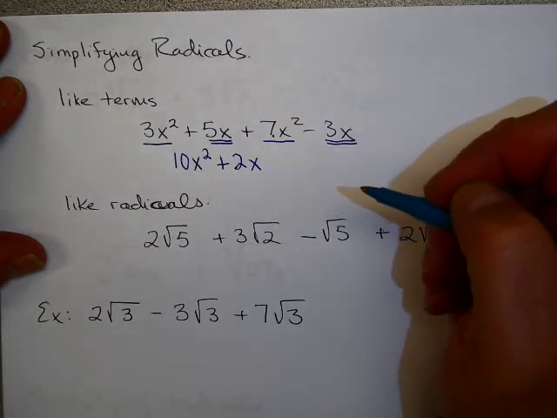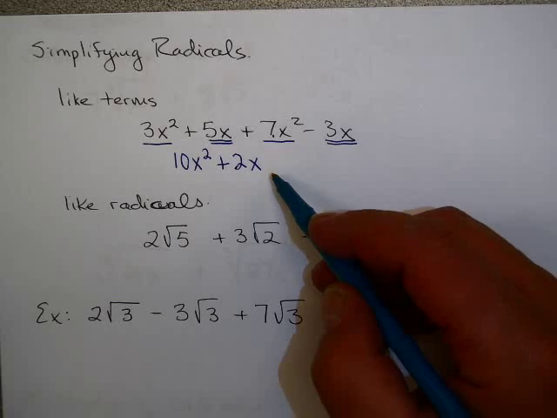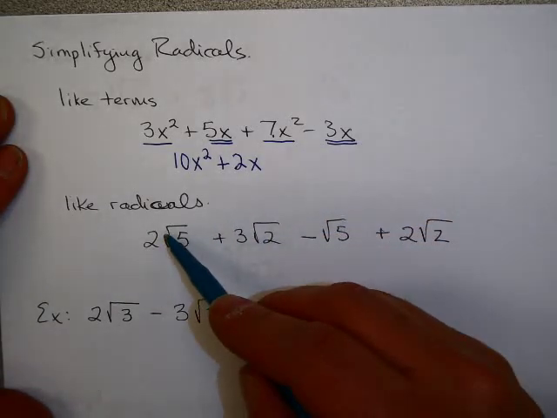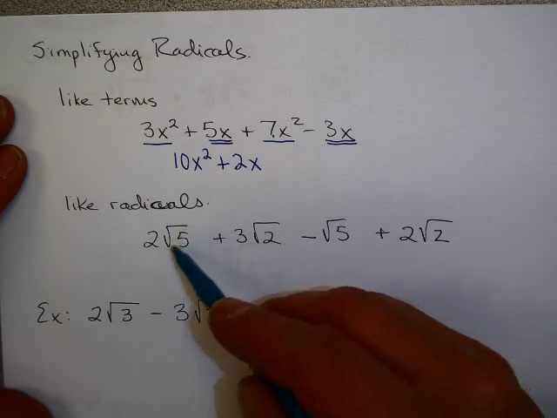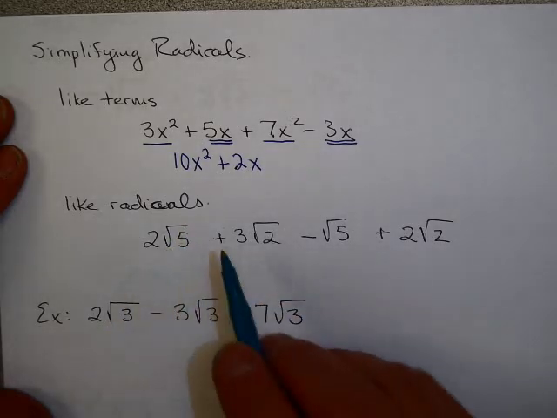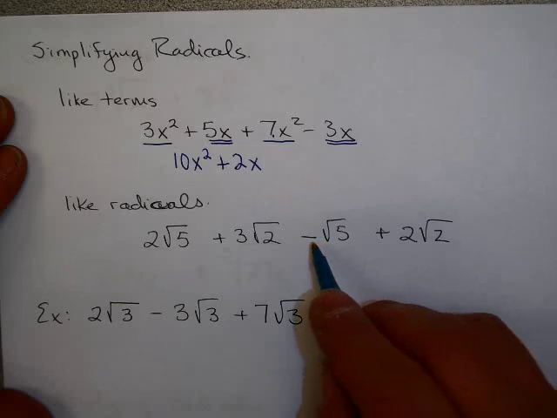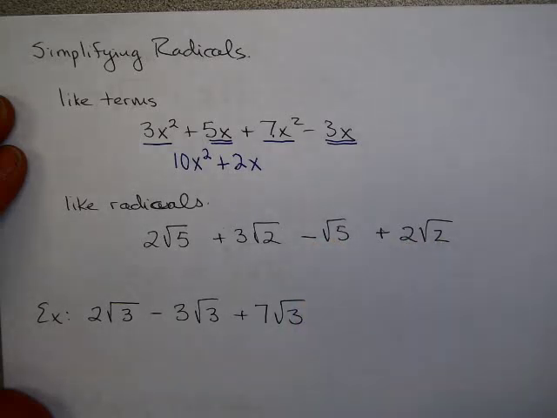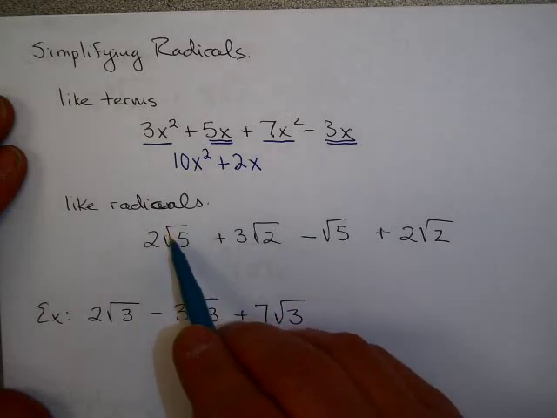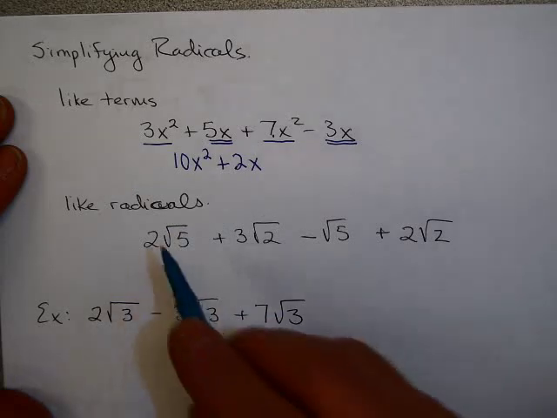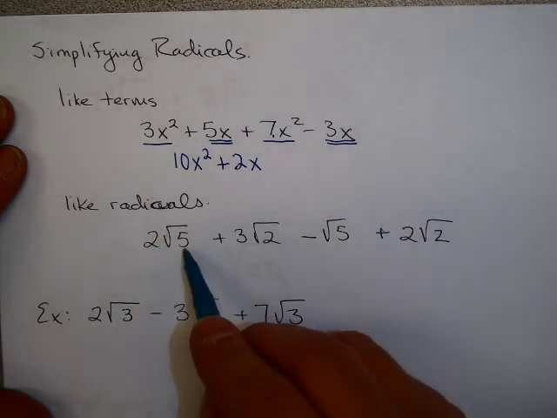It's very similar for radicals, but we don't have variables or exponents. With radicals, we have an index. That's whether it's a square root, a cube root, a fourth root, a fifth root, whatever. And we have the radicand, the number inside. So here we have 2 times the square root of 5 plus 3 times the square root of 2 minus the square root of 5 plus 2 times the square root of 2. Like radicals are radicals that have the same index and the same radicand, the same power on the outside and the same number or combination of numbers and variables on the inside.